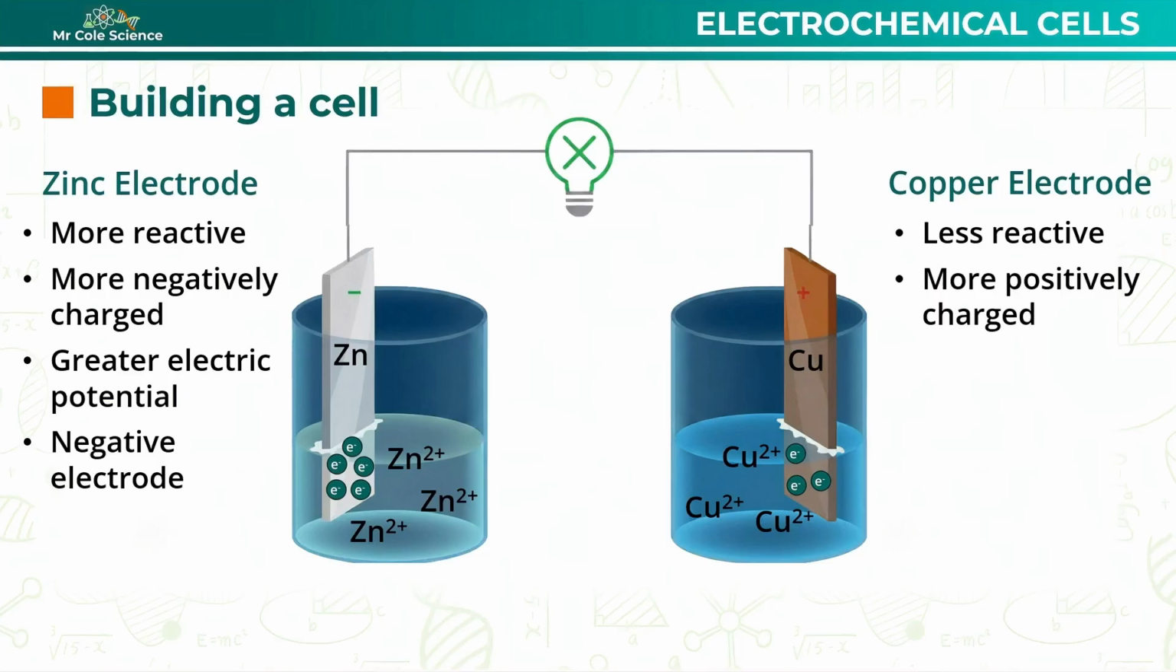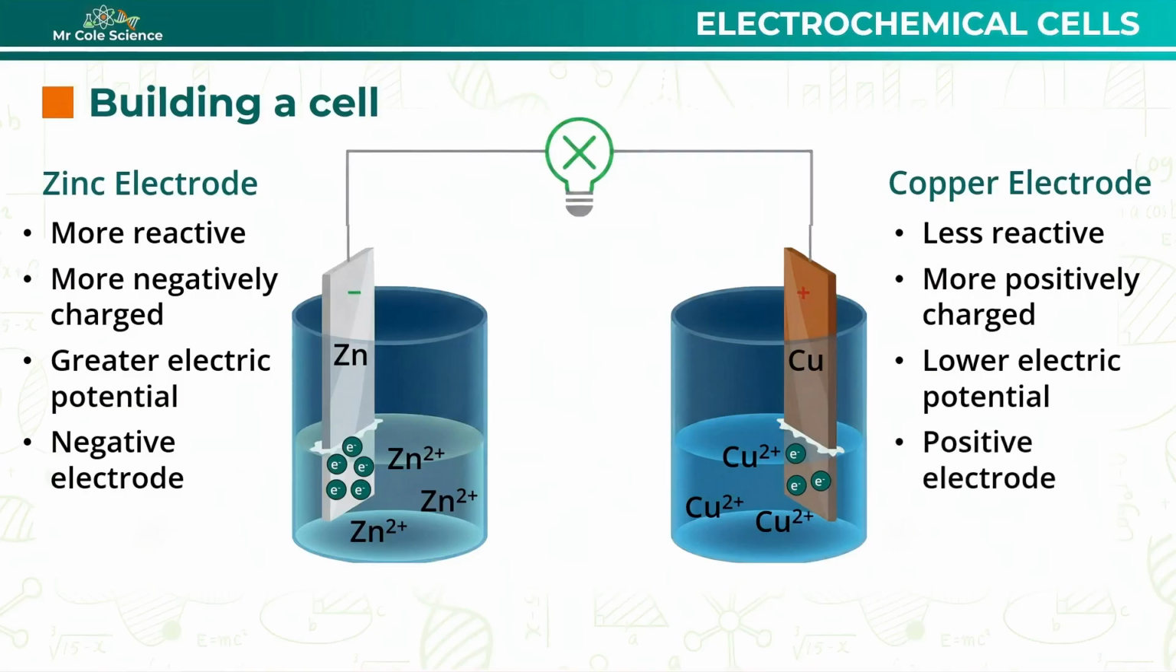As a consequence of having fewer electrons, we're going to have a lower electric potential. In other words, that electric potential will be more positive. It's not pushing electrons away from it as strongly as the zinc half cell is. That means that our copper electrode is going to become our positive electrode.